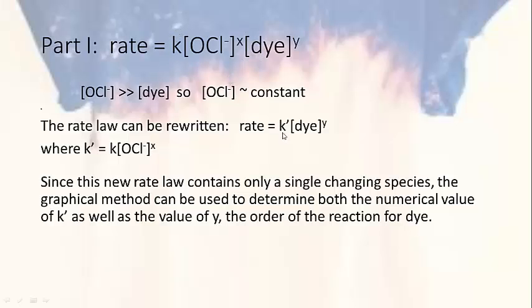So this whole piece of this term we can say is a new constant that we're just going to call K prime. So if K prime is K times the bleach concentration raised to its order, then we can rewrite the rate law with a new constant. So K prime now times dye raised to its order. This is now a single reactant mechanism. So this new rate law contains only a single changing species, so now we can use the graphical method to determine what the order is with respect to dye.